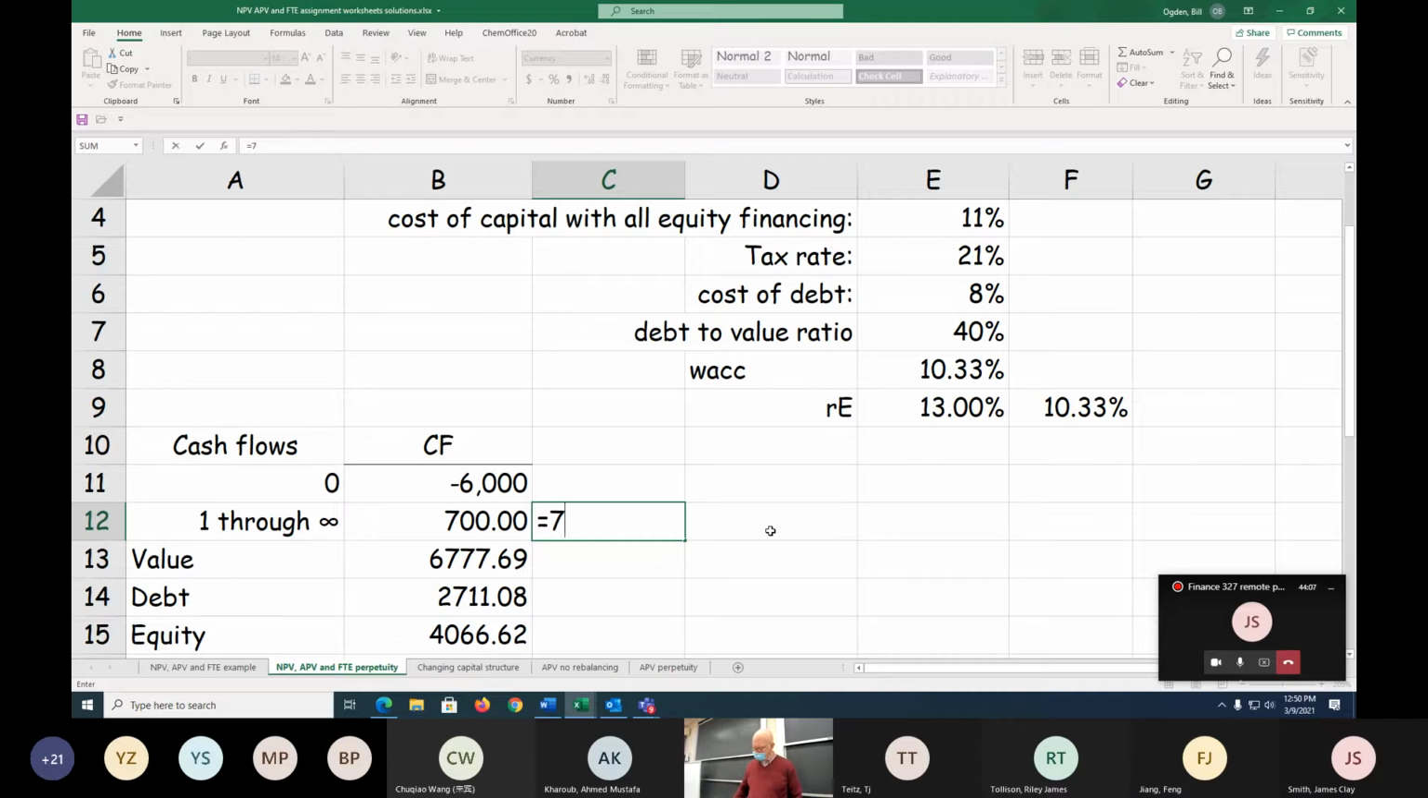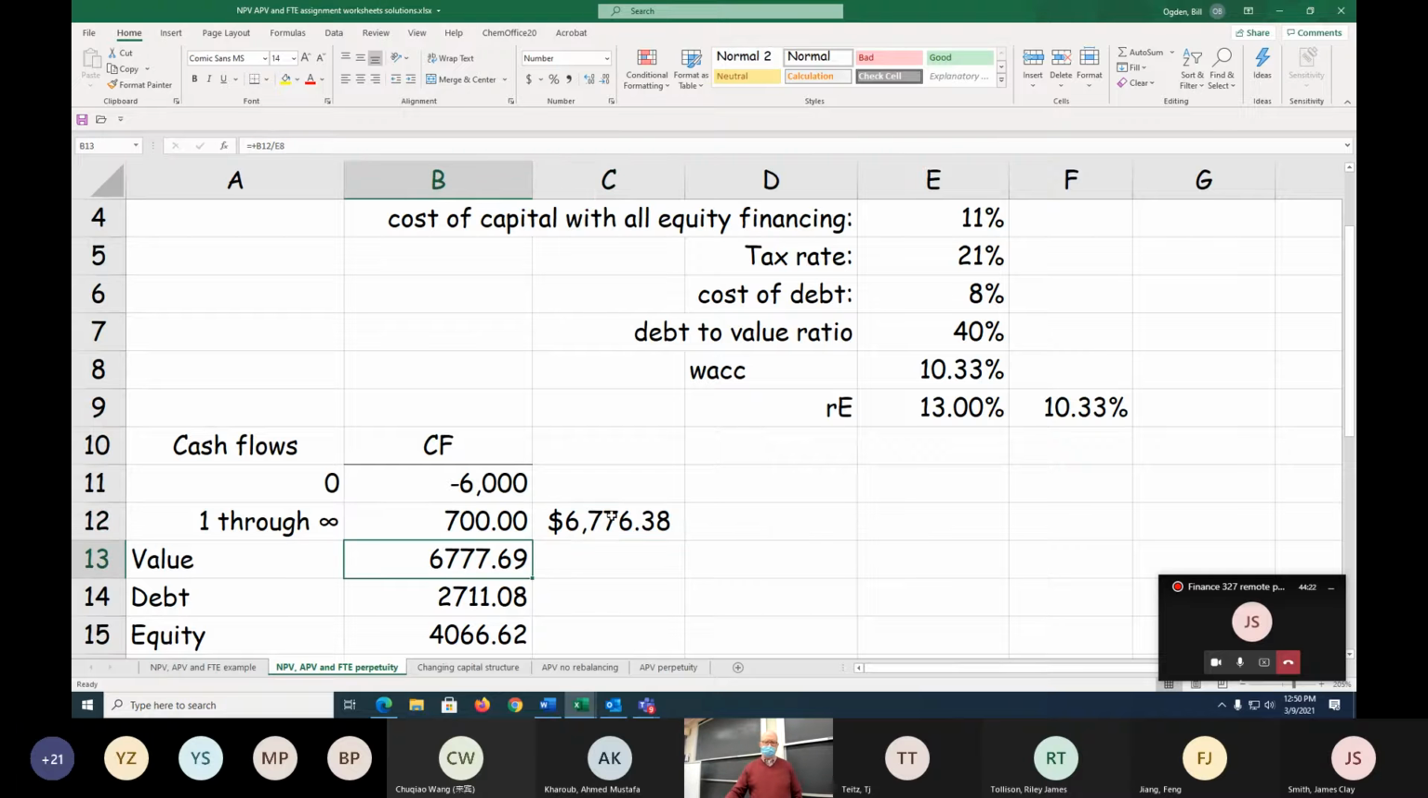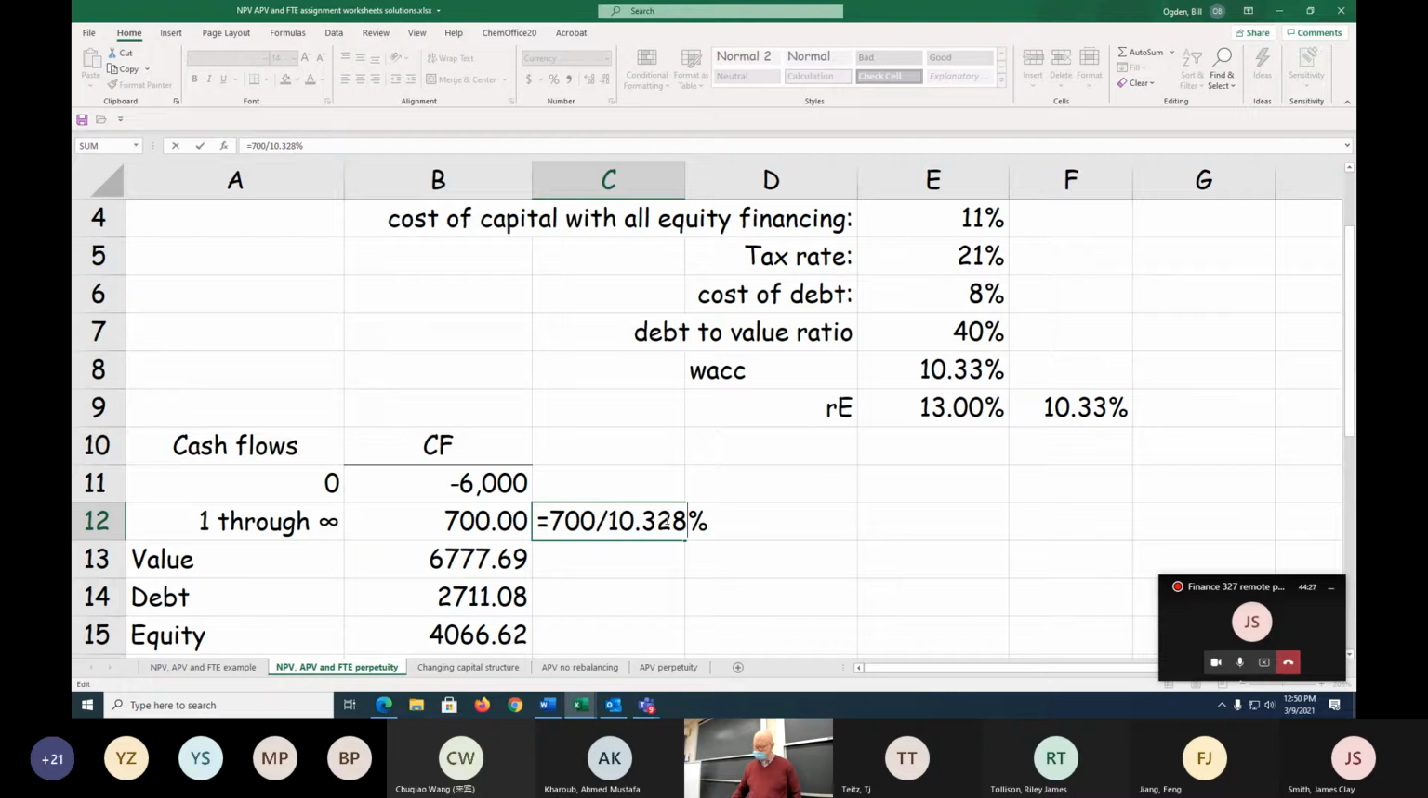So I'm going to say equals 700, and we'll divide it by, pretty close here, 10.33. We're going to be a little bit off, but not much. And that's the value. Now why is it off? Well, that's because this is actually 328, isn't it? Now we get the same thing. So see, a little bit of rounding will do that to you. So again, your best bet is never to type, just go get the number. Then you'll never be wrong.